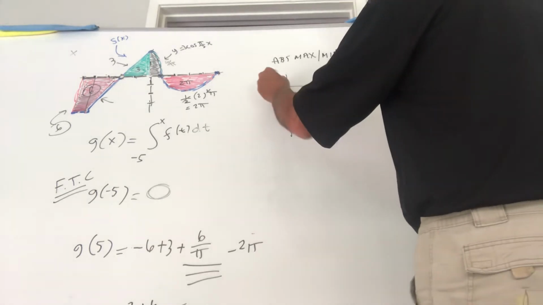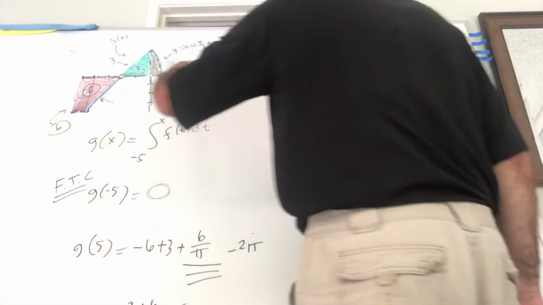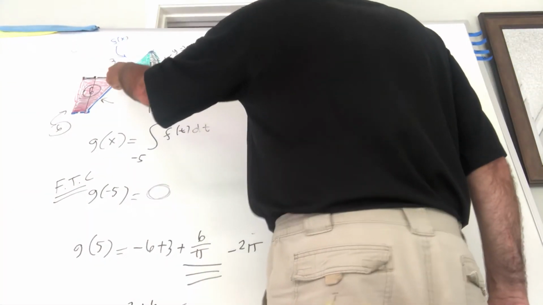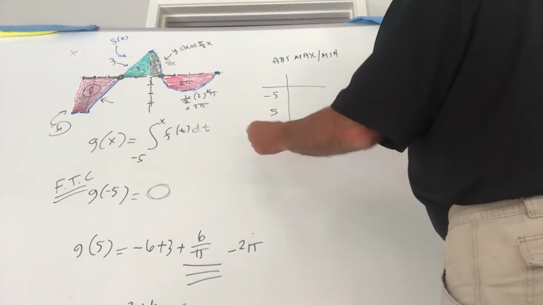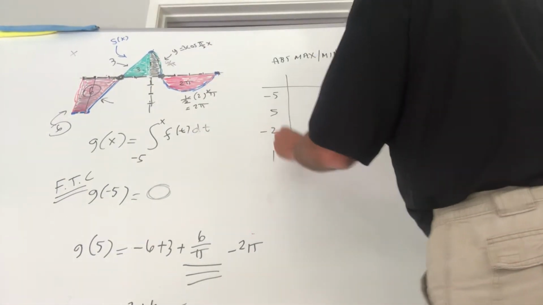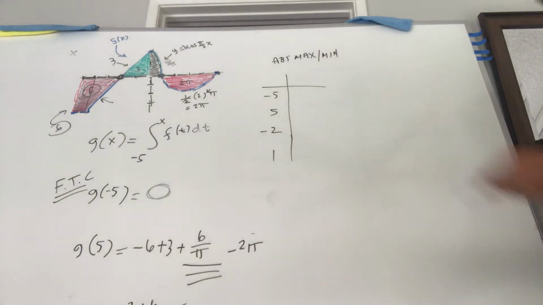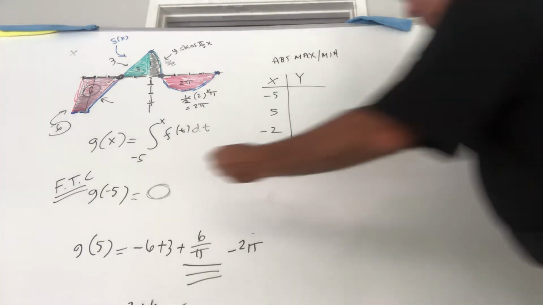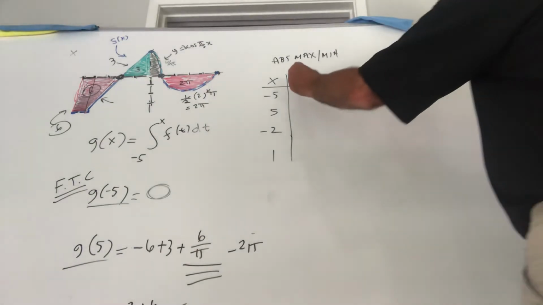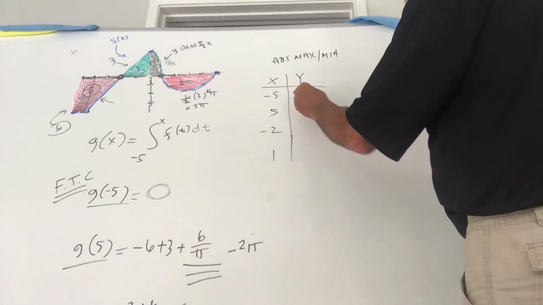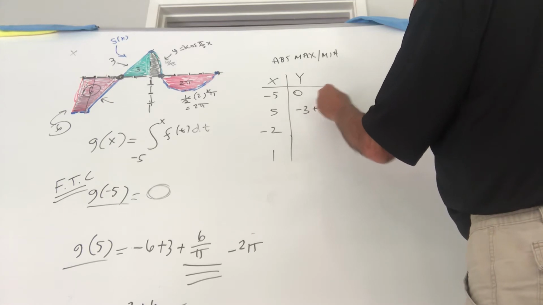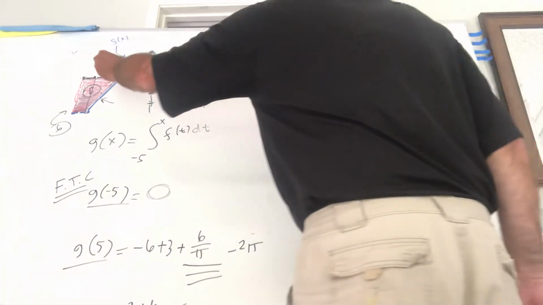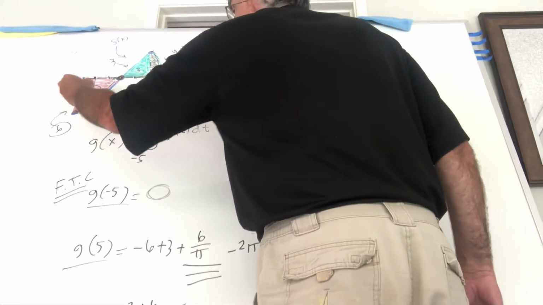Okay, so what do we got here? You have to check the endpoints, -5 to 5, because the integral went from -5 to 5. And then you have to check the critical numbers. Now the critical numbers are obviously when the derivative is 0, at -2 and at 1. Now, if the AP exam is nice like I was, the g of 5 and the g of -5 we already did: -3 plus 6 over pi minus 2 pi. And then now the -2, so that's this one here.